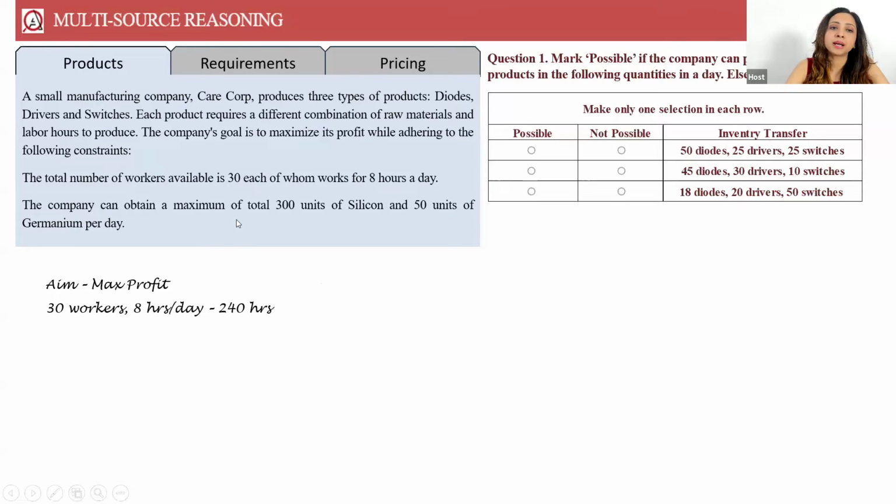Now, the company can obtain a maximum of total 300 units of silicon and 50 units of germanium per day. So then these must be the raw materials, right? Because we are making diodes, drivers, and switches, and it requires a different combination of raw materials we've been given. So these must be the raw materials, silicon and germanium, 300 units and 50 units per day. So we'll write down this as well. And this is the entire data of our tab 1. So we're done with this tab, we do not need to come back to it anymore.